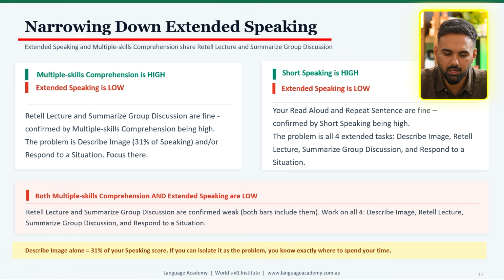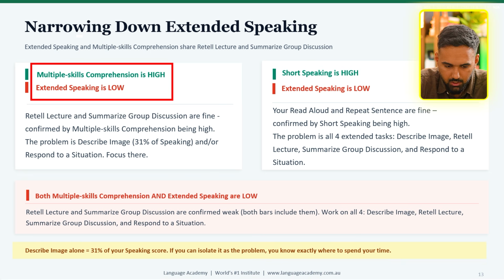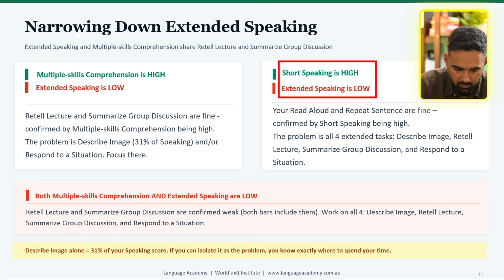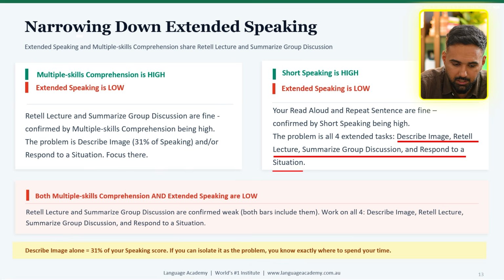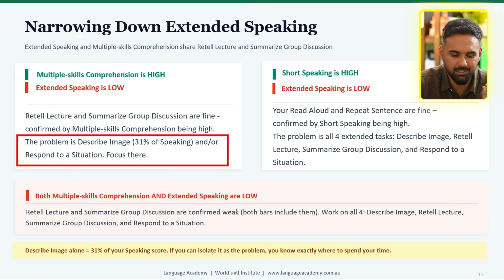Now, how you have to narrow down your extended speaking to figure out whether respond to situation is an issue, or describe image is an issue, or summarize group discussion is an issue. If your multiple skills comprehension is high, which includes retell lecture and summarize group discussion, but your extended speaking is low, which includes describe image, retell lecture, summarize group discussion, and respond to situation. Now, because our multiple skills are high, our retell lecture and summarize group discussion are perfect. So the problem is either describe image or respond to situation. So you just focus on those 2 question types.